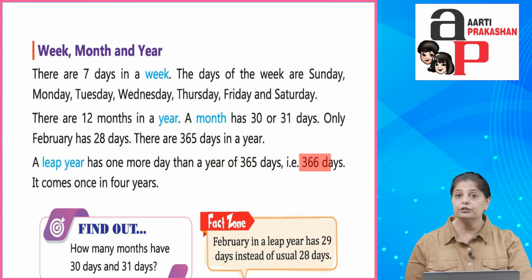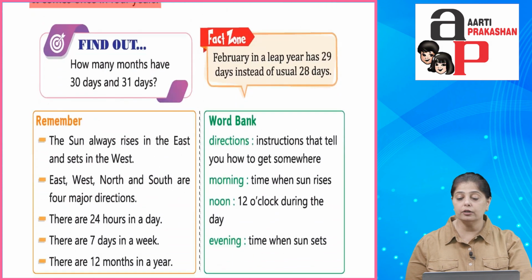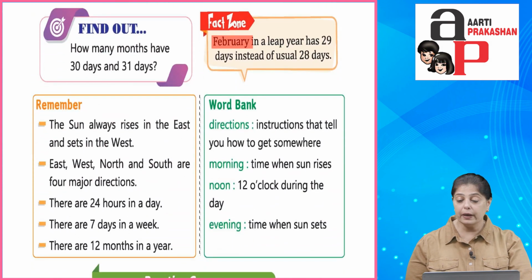That is, there are 366 days in a leap year. It comes once in every 4 years. हर 4 साल में एक दिन एक्स्ट्रा होता है, तो वो होता है लीप ईयर. ठीक है. And let's look at the fact: February in a leap year has 29 days instead of the usual 28 days. Now find out how many months have 30 days and 31 days.